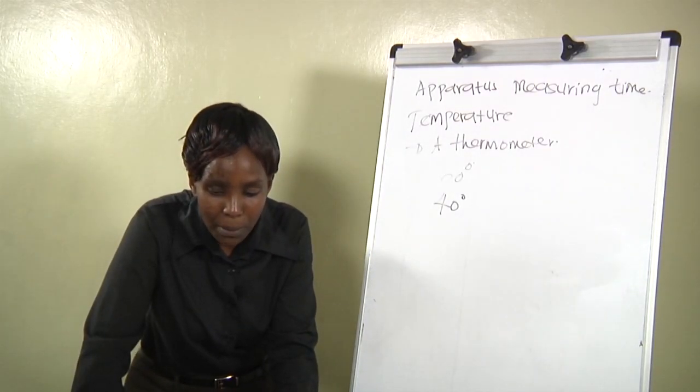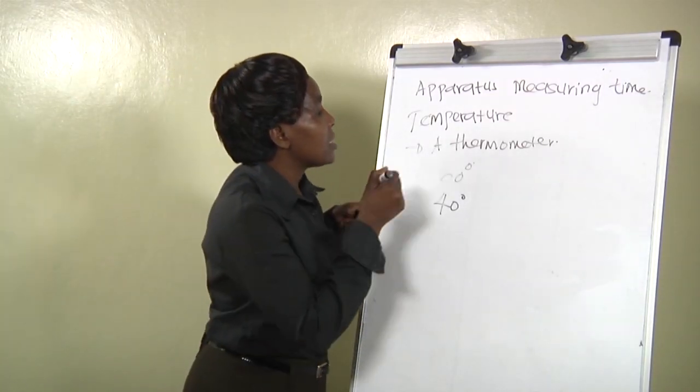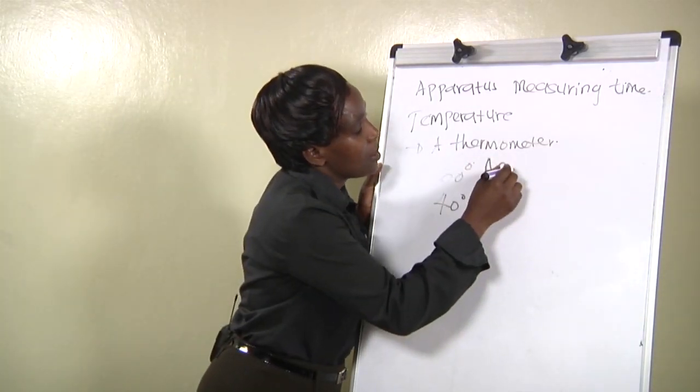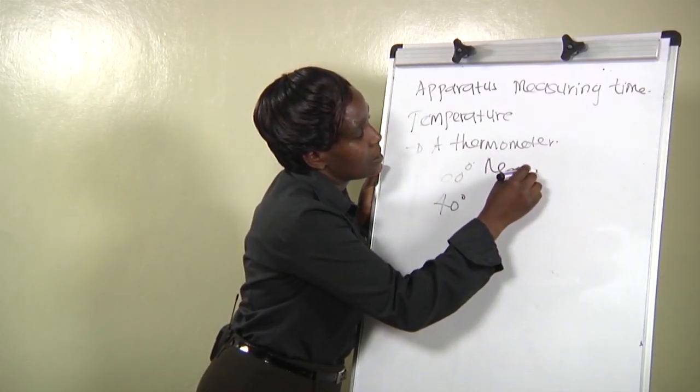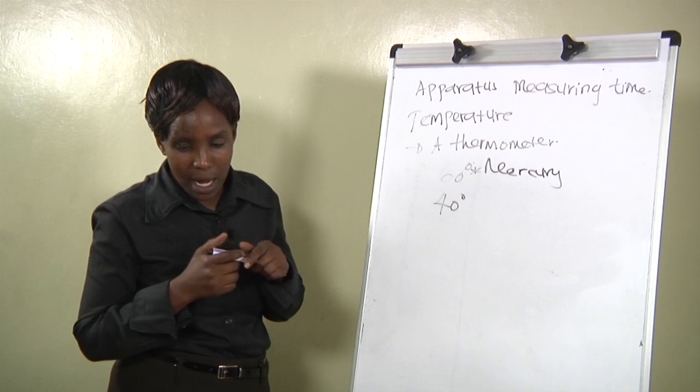And the one which is normally used, we call it the mercury thermometer. The commonly used is the mercury thermometer. That is the one which is commonly used in the lab.